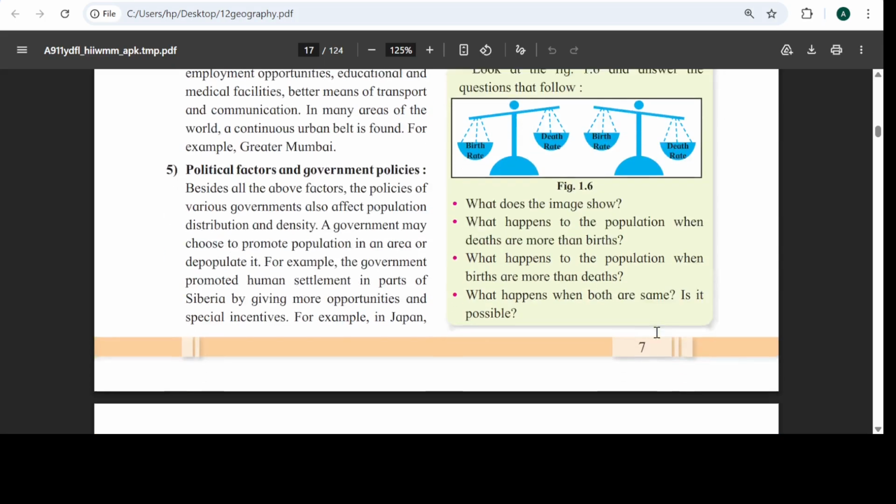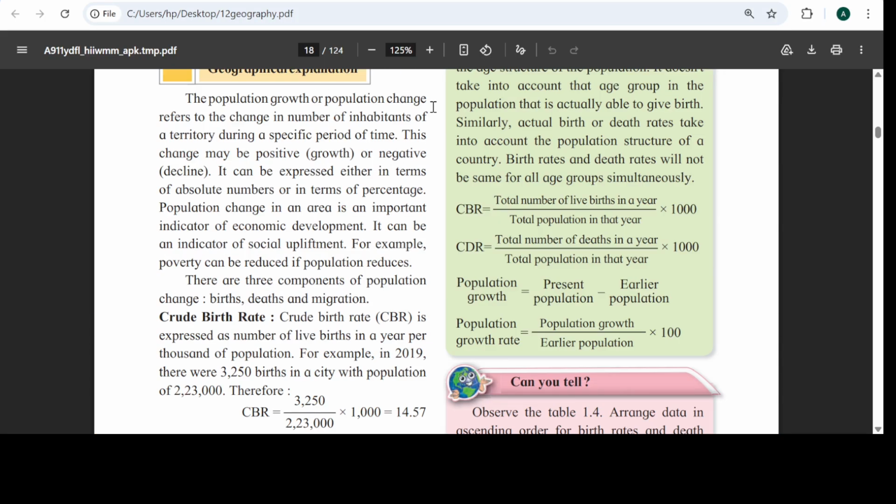It is possible. Population growth or population change refers to the change in number of inhabitants of a territory during a specific period of time. The change may be positive, that is growth, or negative, that is decline. It can be expressed either in terms of absolute numbers or in terms of percentage. Population change in an area is an important indicator of economic development. It can be an indicator of social upliftment. For example, poverty can be reduced if population reduces.